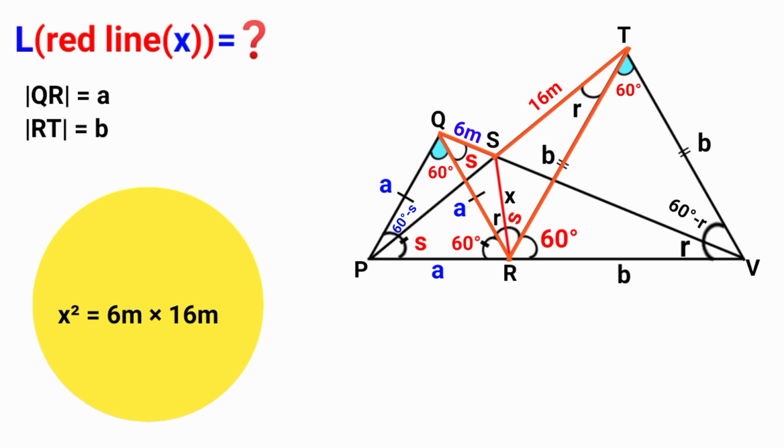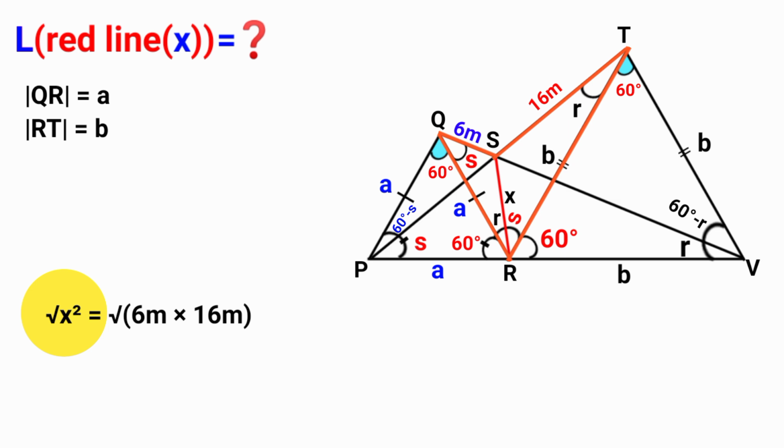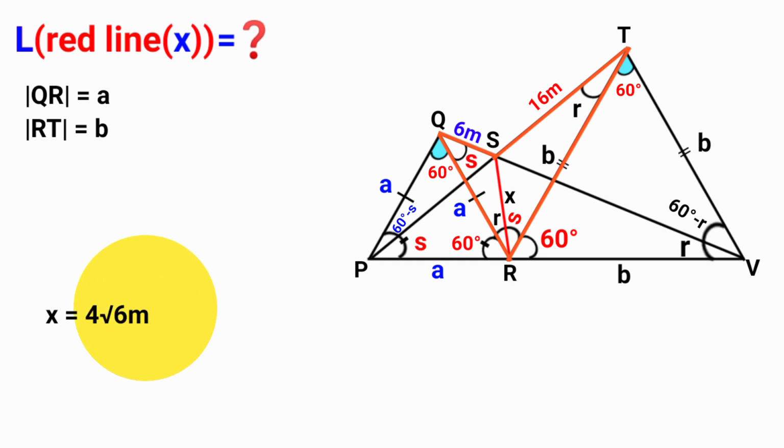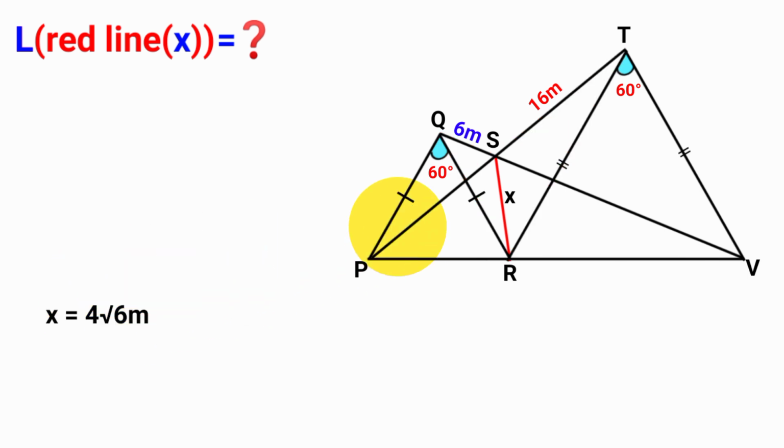Take the square root of both sides. Here square root of x squared is x, while here square root of 6 meters times 16 meters is square root of 6 times square root of 16 times square root of meters times square root of meters. Square root of meters times square root of meters is meters. Square root of 16 is 4. Root 6 times 4 times m is 4 root 6 m. So x equal to 4 root 6 meters. That is, the length of this red line which we are asked to calculate is 4 root 6 meters.